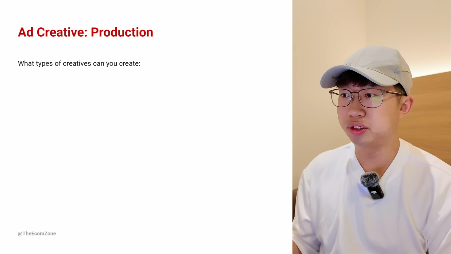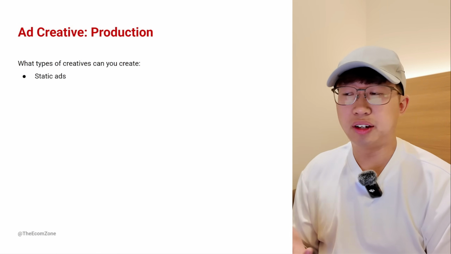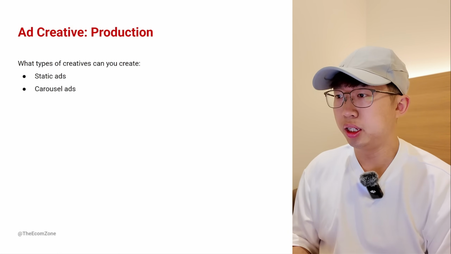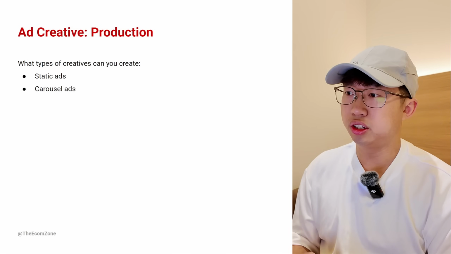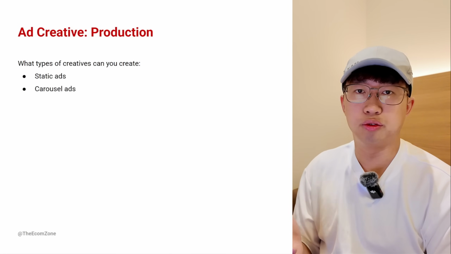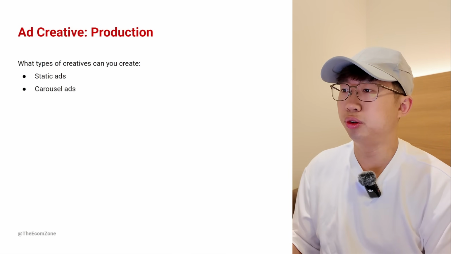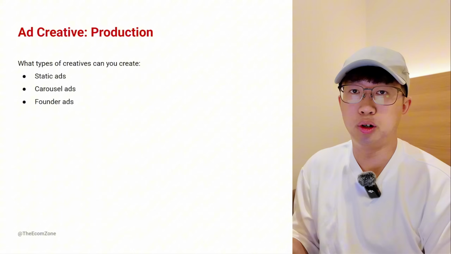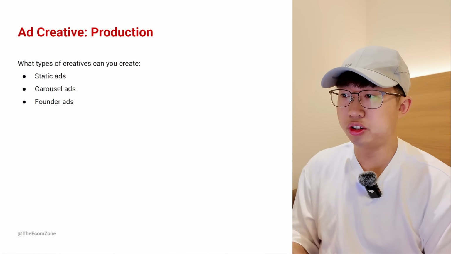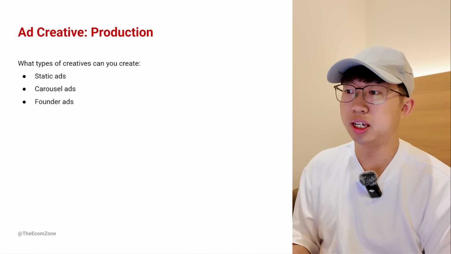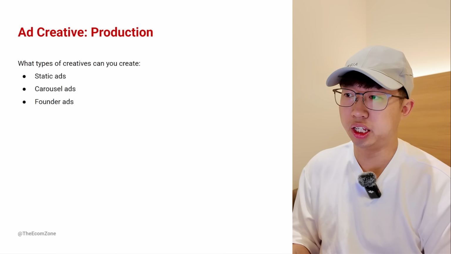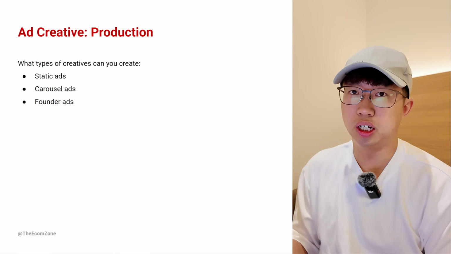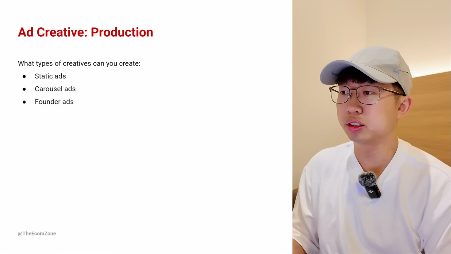So what type of creatives can you create? So the first type of ads is static ads, which is simple. You could create them on Canva or Photoshop. Next is carousel ads. This is simply just uploading images to Facebook and they'll create a carousel for you. Next is founder ads. So it's actually you talking to the camera about your products. Very simple one-take shot ads, and you can include B-roll shots in them. If you don't know what B-roll shots are, just Google it. It's basically just videos of your products.